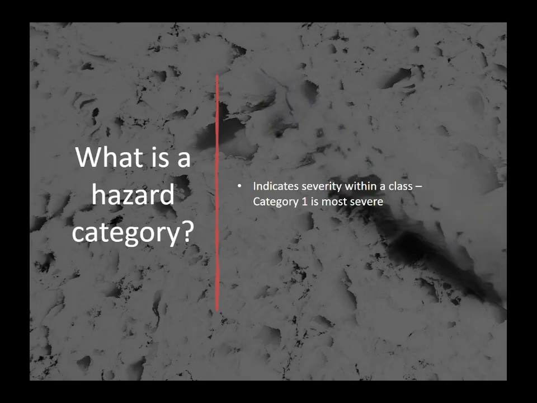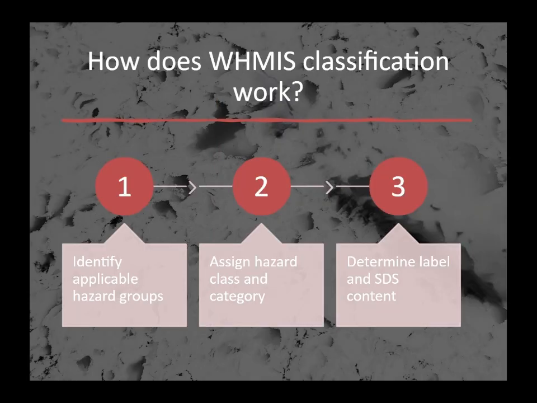How does WHMIS classification work? The WHMIS classification process is a systematic sequence designed to ensure accuracy and consistency. It can be broken down into 3 critical steps, each with specific criteria based on scientific data from tests, literature, and practical experience. The classification process follows a logical 3-step sequence.